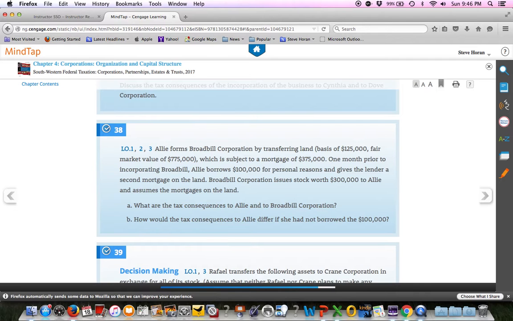For B, how would the tax consequences to Allie be different if she had not borrowed the $100,000? Then 357B would not apply, since she had not taken out that second mortgage. However, 357C would apply. Allie would have taxable gain under 357C of $250,000, which is the $375,000 mortgage assumed by the corporation minus the $125,000 basis. That is the taxable gain Allie would have had in that scenario.